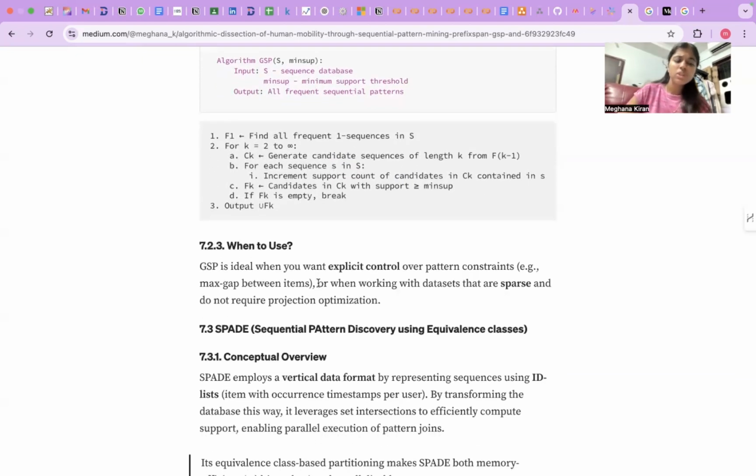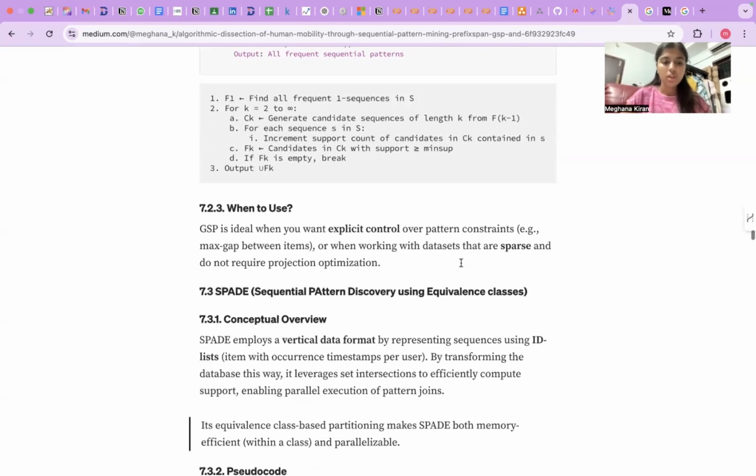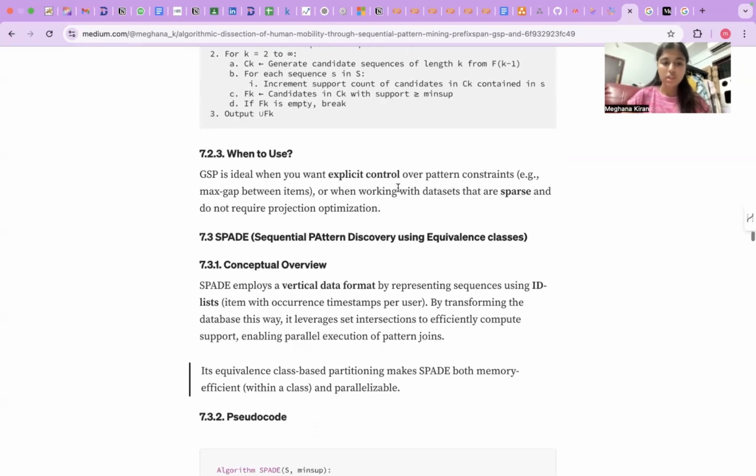Now the issue with GSP is that as the sequence grows, the number of candidates can explode, leading to high computational costs. But for small to medium datasets, it's a great baseline. We use GSP when we want explicit control over the pattern constraints, because we are using a candidate generation and pruning approach here. So we can use this for very sparse datasets.